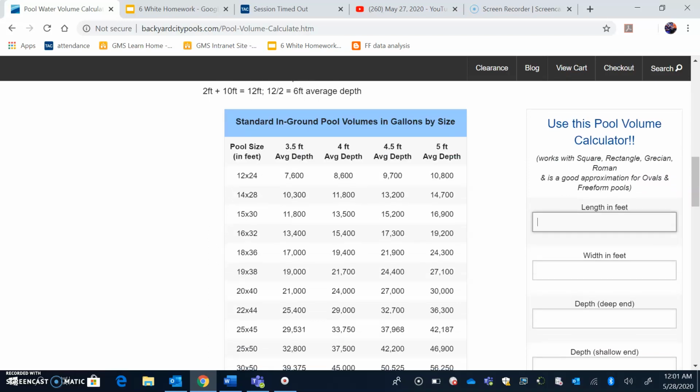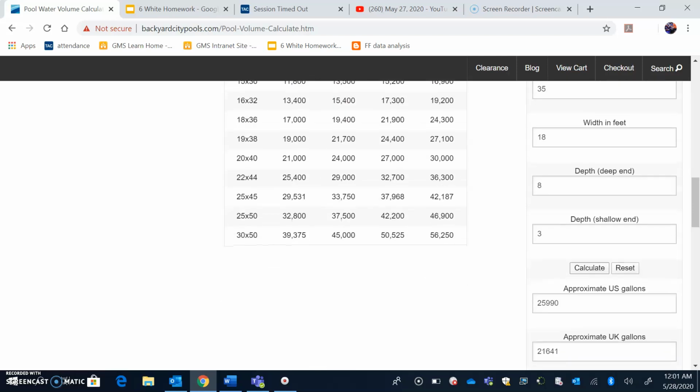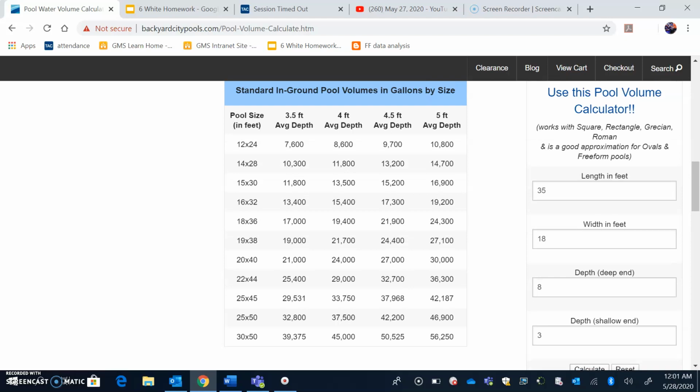Length in feet, we said that was 35. Width, we said was 18. The depth in the deep end, we said was 8 feet. Depth in the shallow end, we said was 3 feet. Let's see what they say here. Look at that. Approximately 26,000. So again, 25,000 is kind of what we are looking at here.